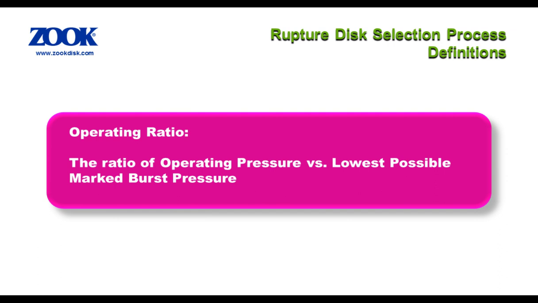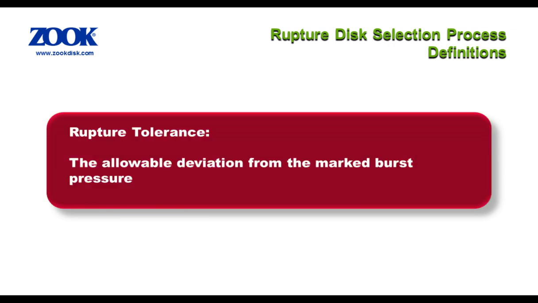Operating ratio is defined as the ratio of operating pressure versus the lowest possible marked burst pressure, or what percentage of the lowest marked burst pressure possible with an agreed upon MDR is the system typically operating at. A critical factor in disk type or model selection. All rupture disk models come with a recommended maximum operating ratio. Because of materials of construction, disk geometry, and style, all disks are not created equal. Some perform much better when the operating pressure is high versus the marked burst pressure.